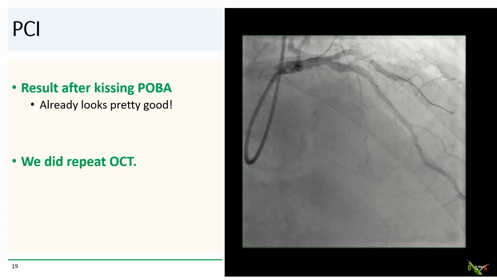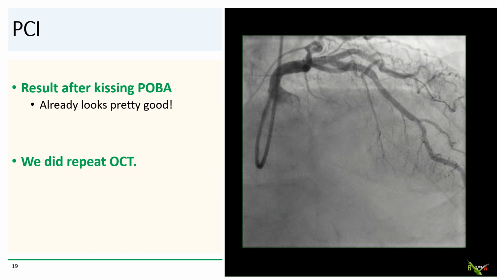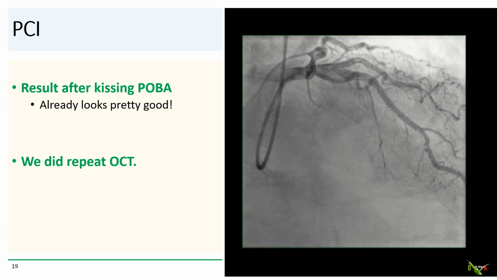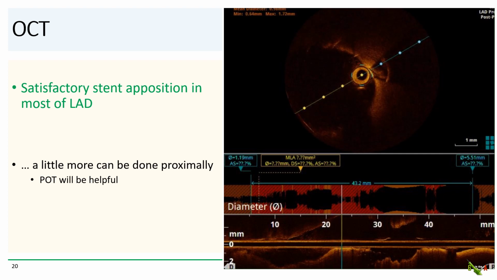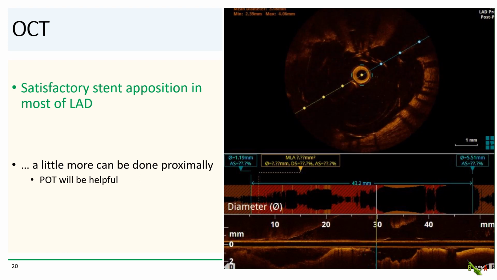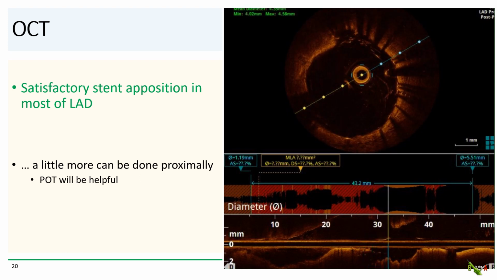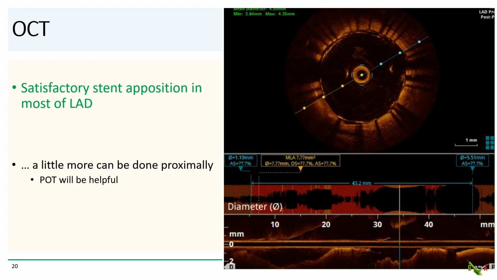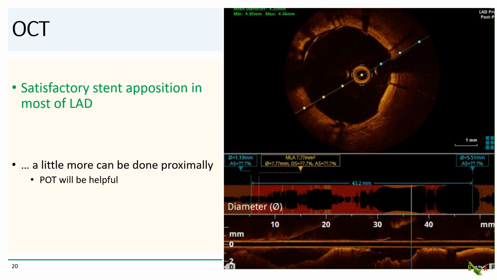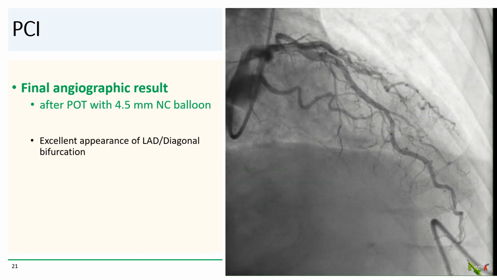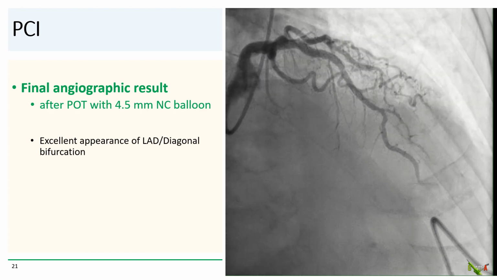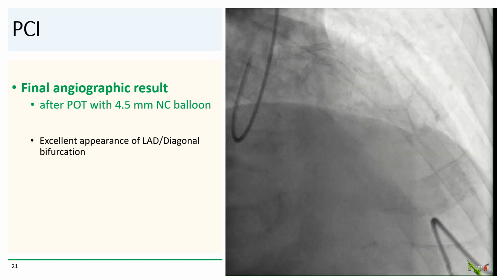It already looks pretty good, and we decided to do another OCT to confirm. So OCT showed that there was reasonably good stent apposition in most of the LAD, but a little bit more can be done proximally, as you see here. So POT, or the proximal optimization technique, will be useful. So after POT with a 4.5 millimeter NC balloon, here is the final angiographic result.